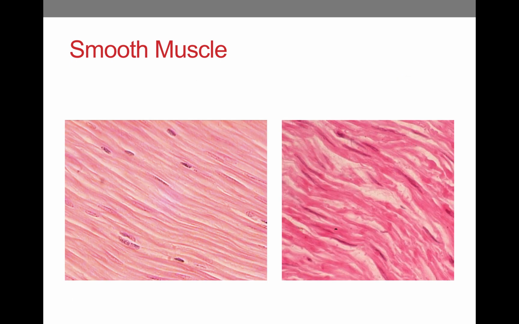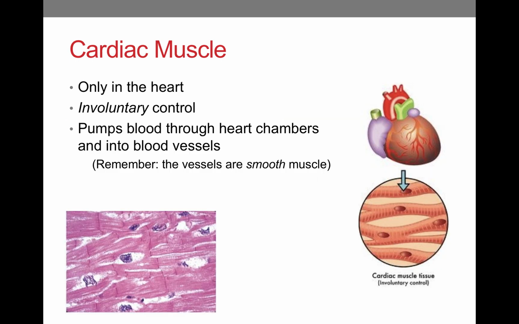Here are two pictures of smooth muscle. You can see that there are no striations, but there are just long, thin muscle cells. Lastly, we have cardiac muscle tissue. Cardiac muscle tissue is found only in the heart. Cardiac refers to the heart, and it is under involuntary control. Similar to smooth muscle, we cannot control when our heart beats or how fast it beats. It responds to stimulus and does what it needs to, but we can't control it.